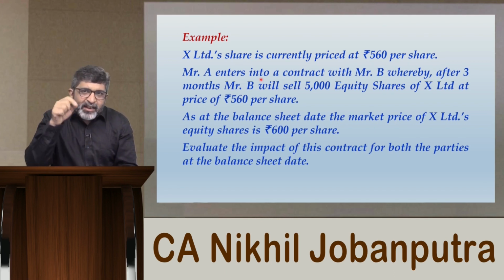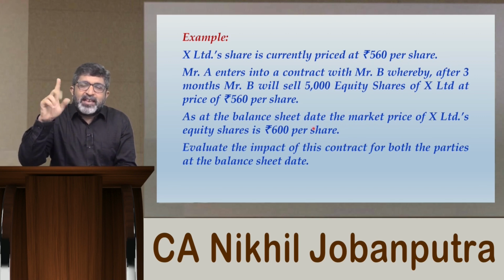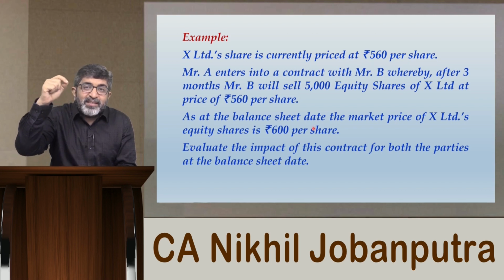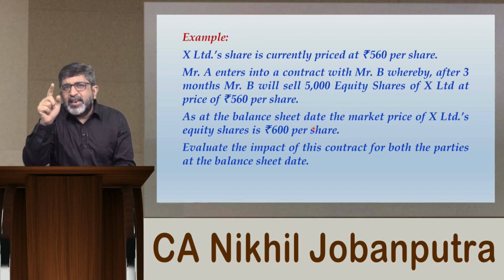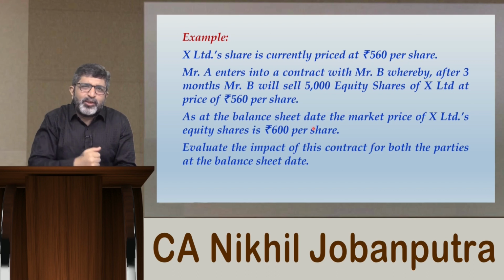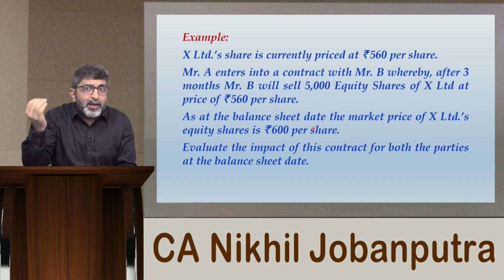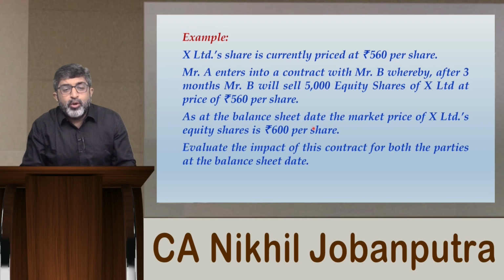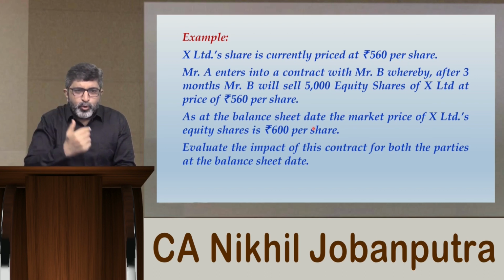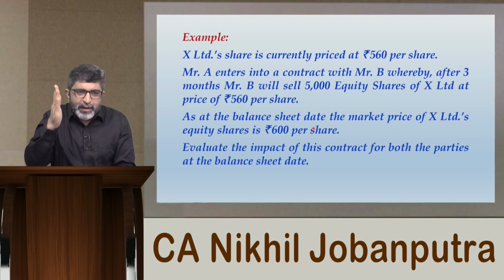And at the balance sheet date, what is happening? The market price of this equity share has gone to rupees 600. Now A has agreed to buy and B has agreed to sell. If I ask you a question, can you guess who would have been at a beneficial stage at the balance sheet date when the market price of the share has gone to 600? Those who are attending live, can you just type in your answer? Who is at a benefit? Who is at a loss? So first you tell me who is at a benefit.